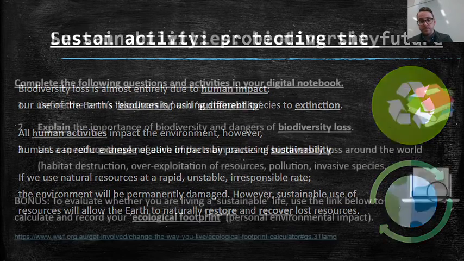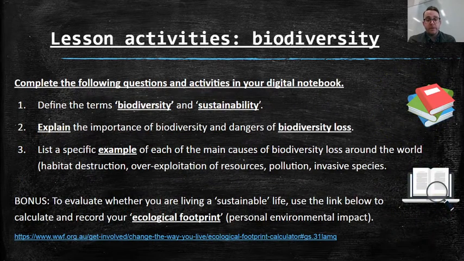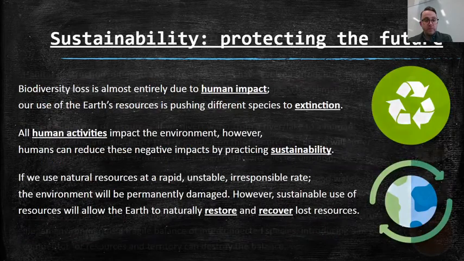So, what I'd like you to do to evaluate your understanding of this lesson, 3 questions. Question 1, define the terms biodiversity and sustainability. So pretty straightforward, 2 definitions there. Question 2, explain the importance of biodiversity and the dangers of biodiversity loss. So why should I care about biodiversity? And then the second half of that question is what happens if we don't fix biodiversity? So the consequences.